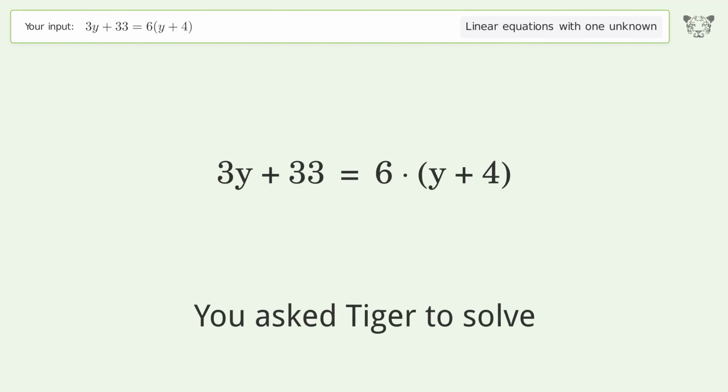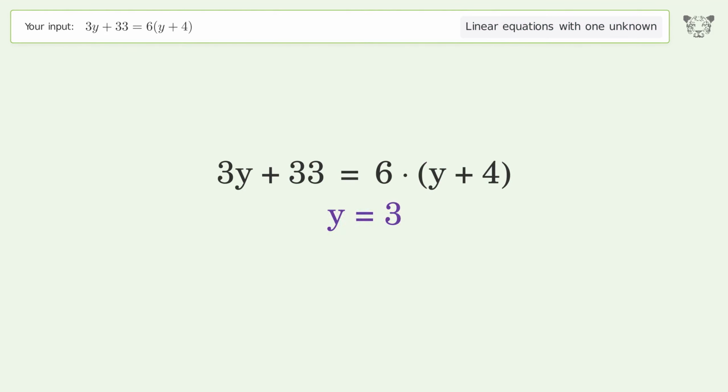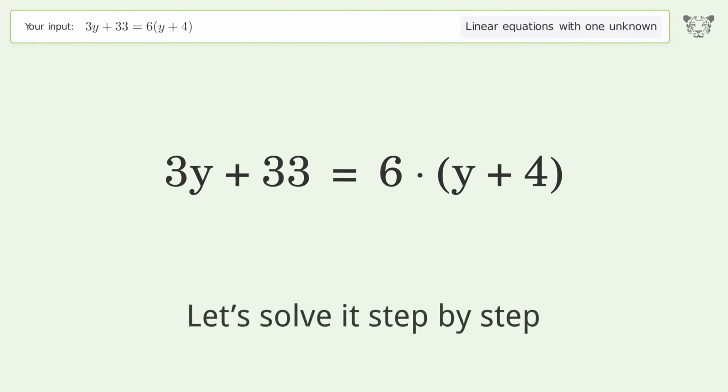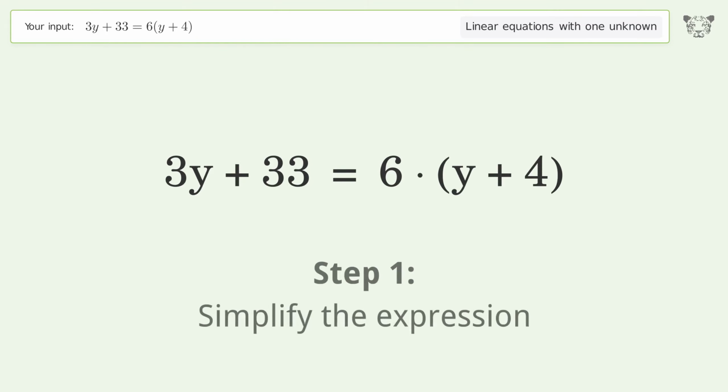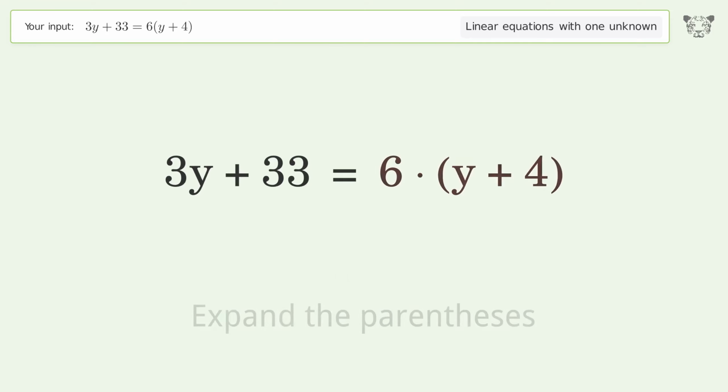You ask Tiger to solve. This deals with linear equations with one unknown. The final result is y=3. Let's solve it step by step. Simplify the expression. Expand the parentheses.